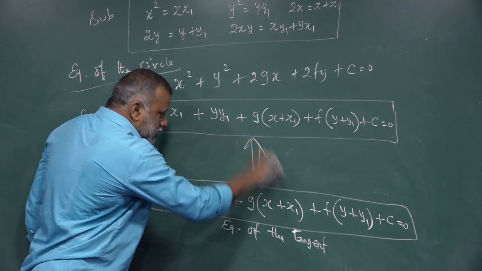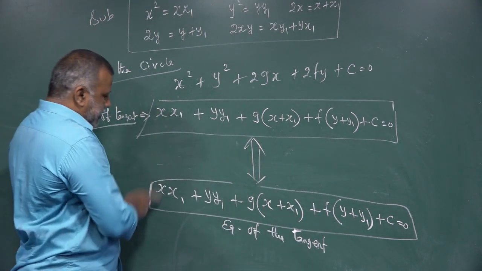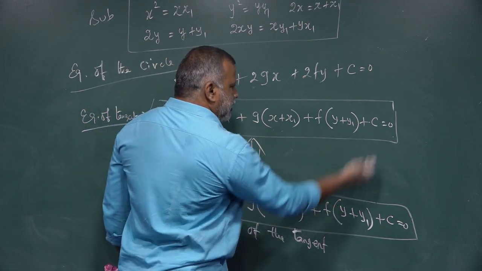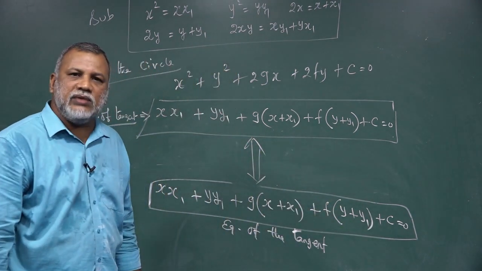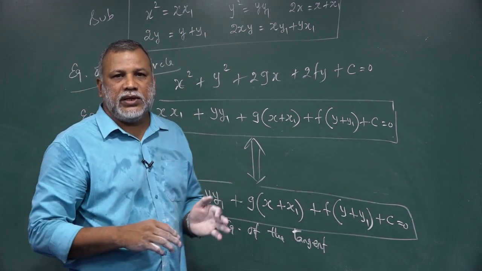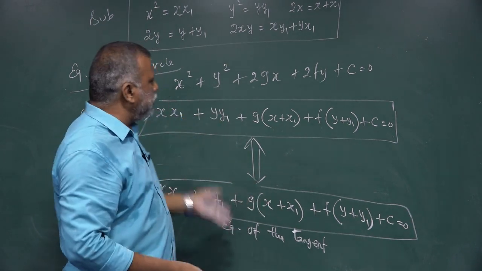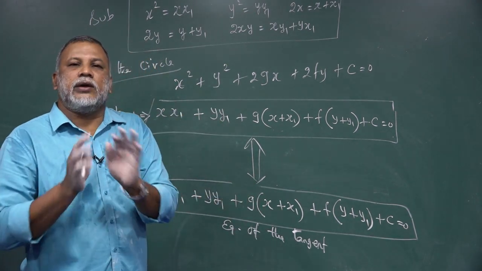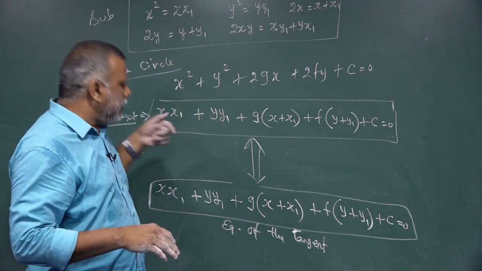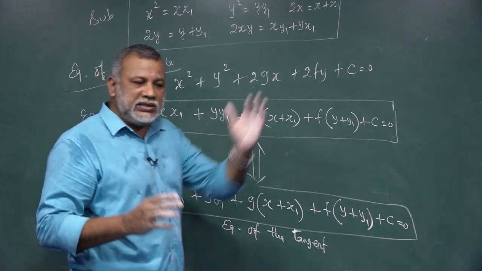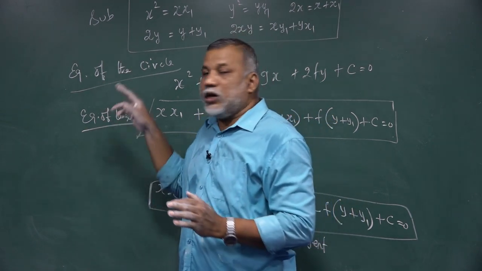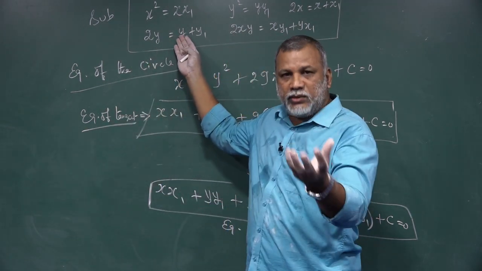Compare these two. Both results are the same: xx1, yy1, g of x plus x1, f of y plus y1, plus c equal to 0 is the equation of the tangent. This concept is theoretical. Then how is this theoretical concept used in our problems? We use this concept only for working out the problems. But theoretically, how does the chord become a tangent? You have to learn the theory, but for the problems we use only this concept.